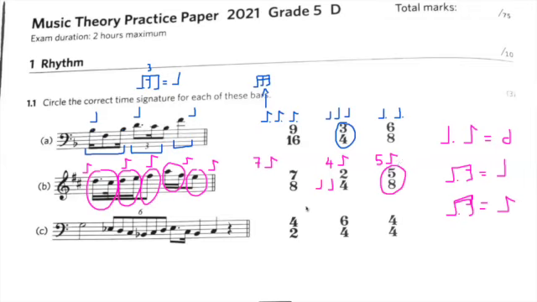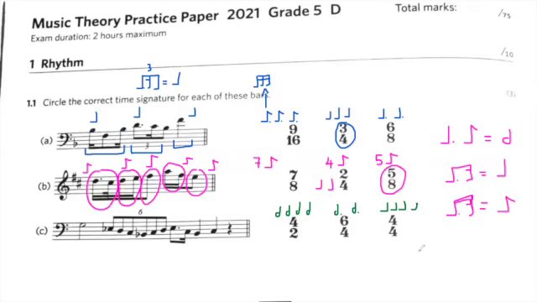And then finally, 4/2 is 4 minims in a bar. 6/4 is 2 dotted minims. So probably we'll be seeing 2 groups, or we'll be able to easily divide them into that. And then 4/4 time is our trusted 4 crotchets in a bar.